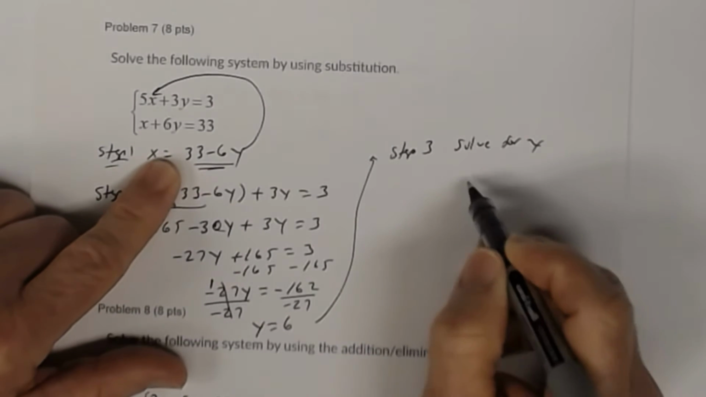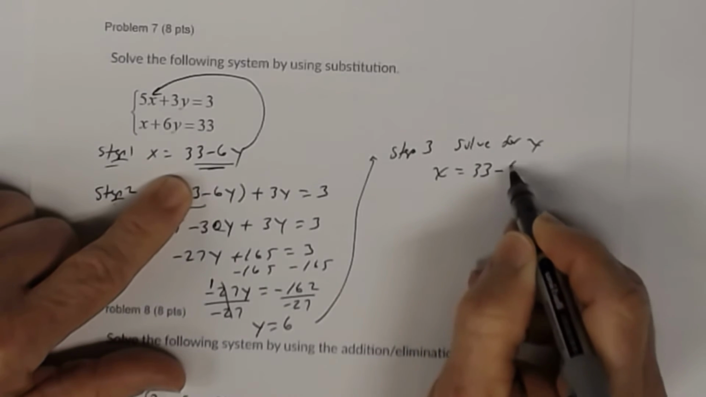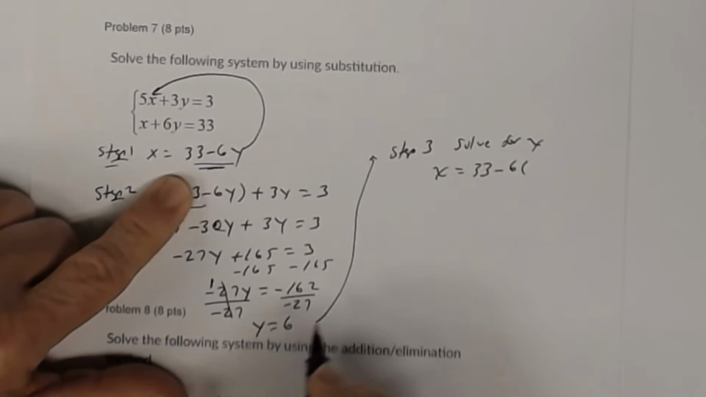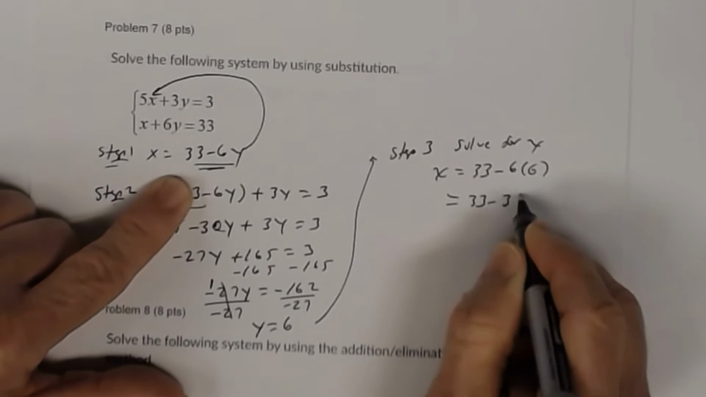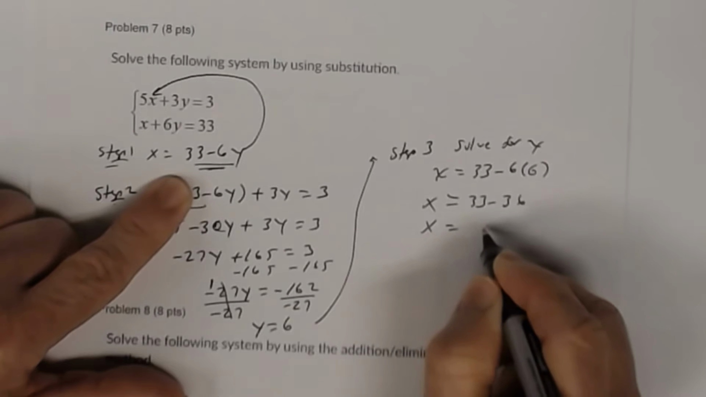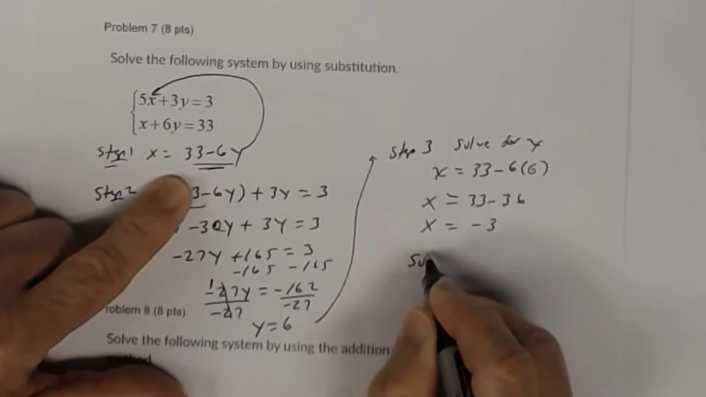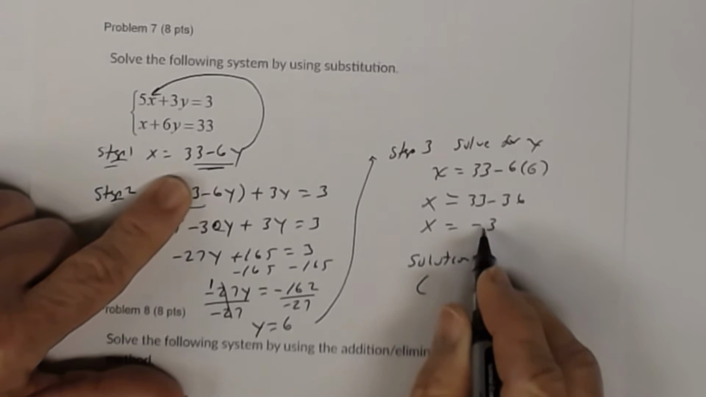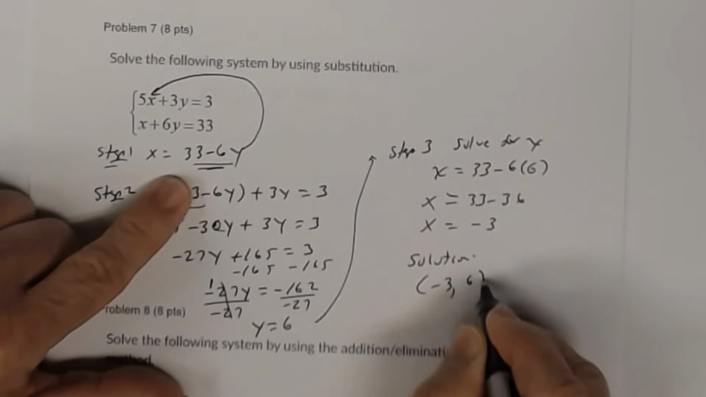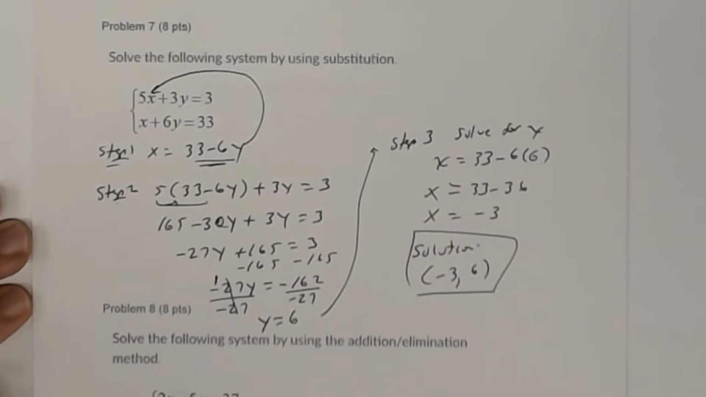So let's go back to this one. So we have x equals 33 minus 6 times y. I just found y to be 6. So that's 33 minus 36. And so the x coordinate is going to be 33 minus 36, which is a negative 3. So your solution as an ordered pair, x and y, so x is first, is negative 3, 6. All right, so that's number 7.